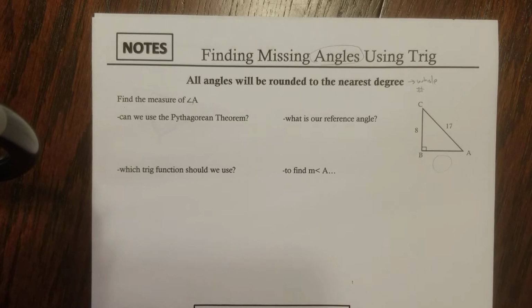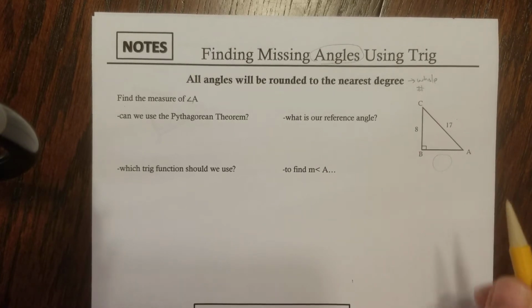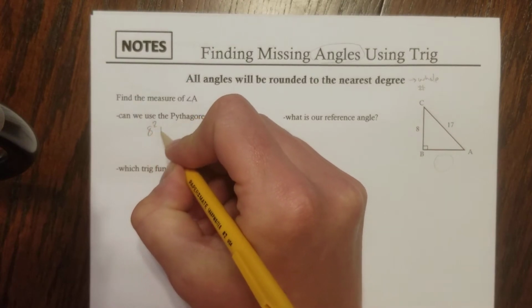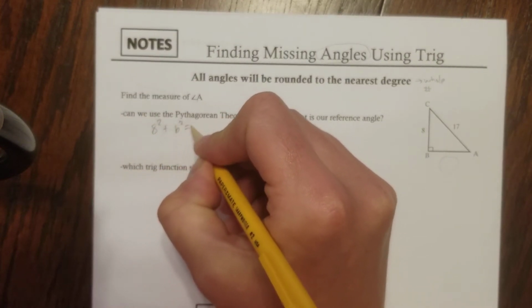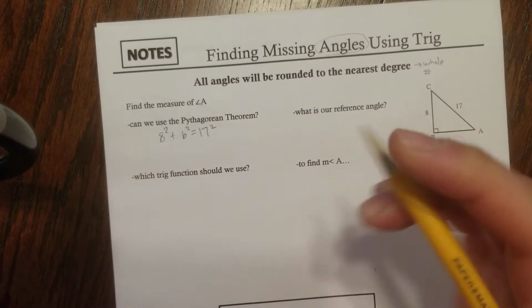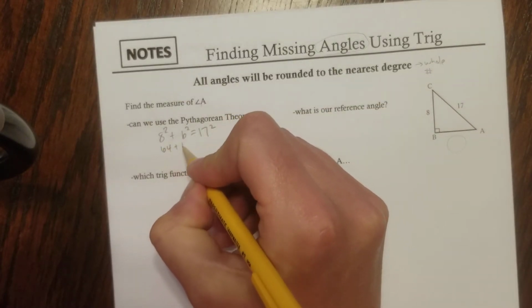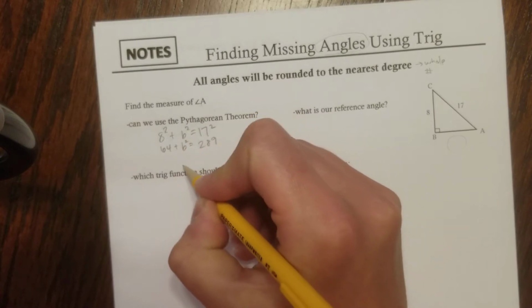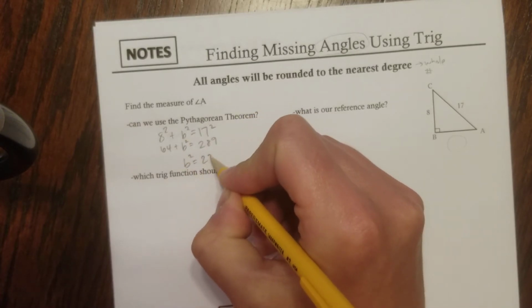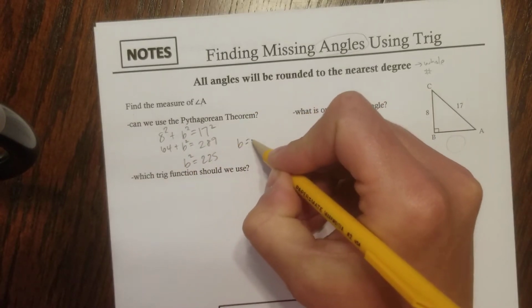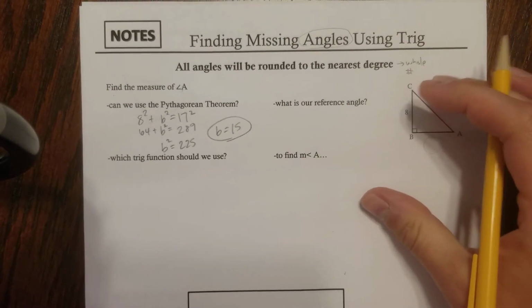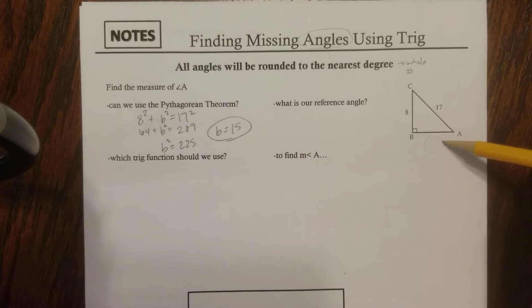If we were going to use the Pythagorean theorem to find this missing side, because sometimes we'll need to do that, we're going to have 8 squared plus b squared equals 17 squared. So 64 plus b squared equals 289. b squared equals 225. So our missing side is 15. Okay. So that didn't really help us find angle A, so what else can we try to figure out?